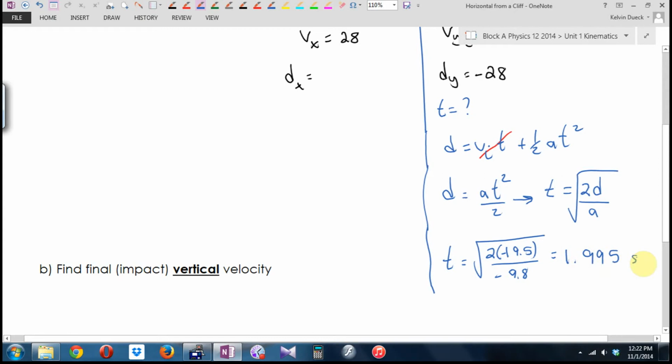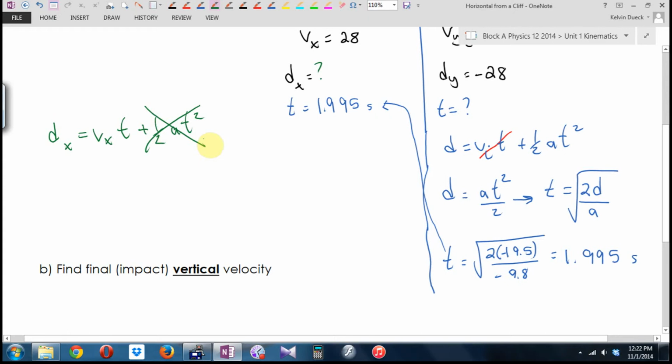1.995 seconds. And the nice thing is, I can transfer that over to here. The time of flight horizontally is also 1.995 seconds. Well, how does that help me? Well, now I can find the range, dx. The range is going to be, oh, hey, that cancels because a horizontally is 0.